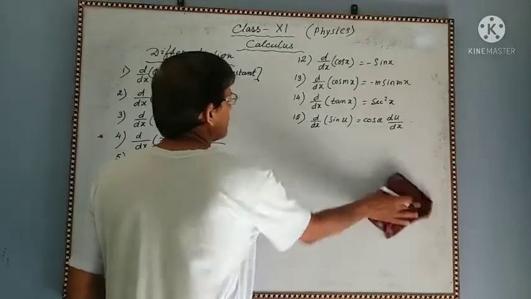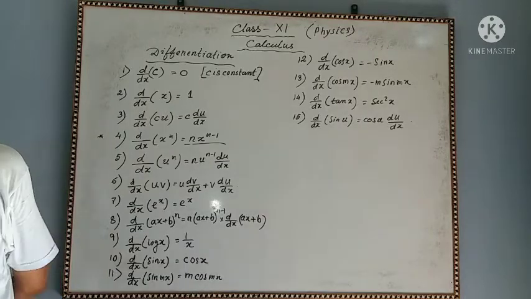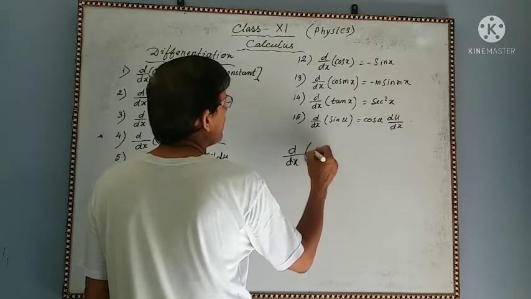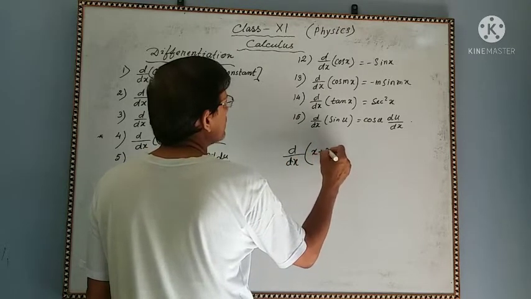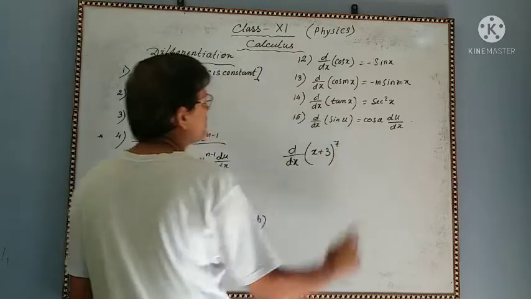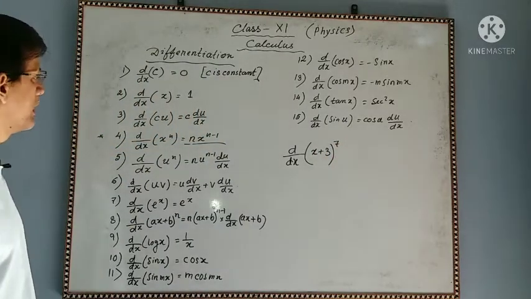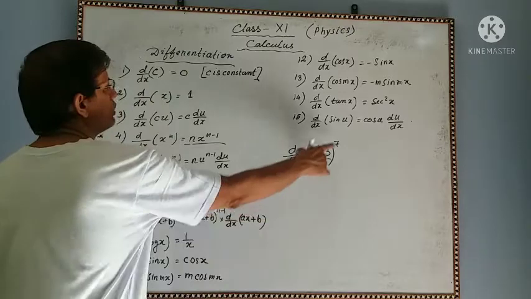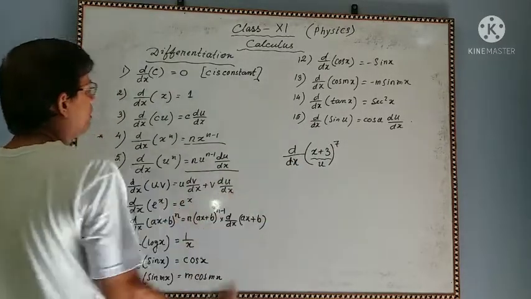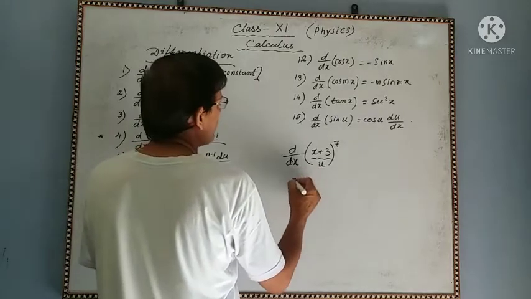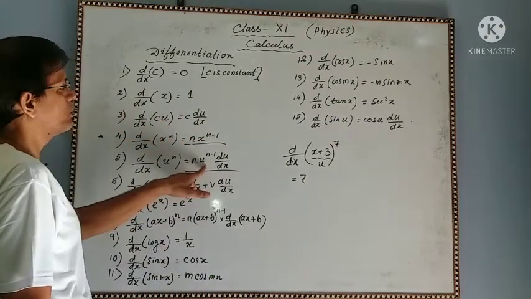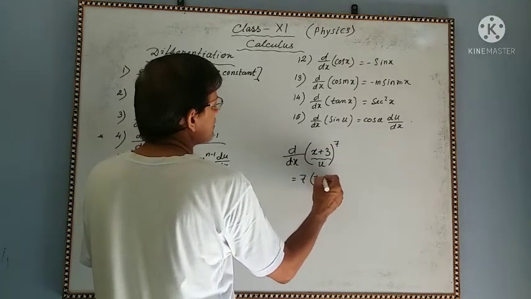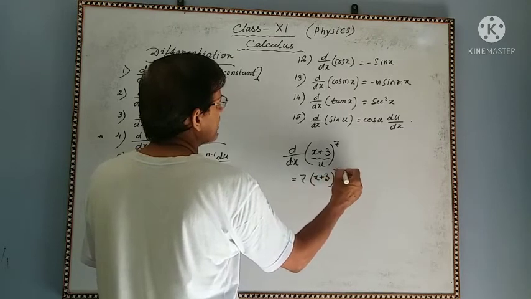Like this, suppose d by dx of x plus 3 to the power 7. So this is your u, so u to the power 7. How have you written it? First the power, so you write the power 7. Then u to the power n minus 1, that means its power will decrease by 1, so x plus 3 to the power 7 minus 1.